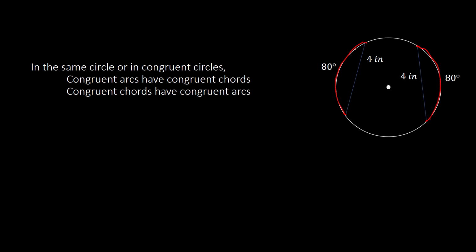And the converse is also true. If you do not know the measure of the chords, all you knew were the arc measures, both being 80, then we can conclude that the chords would also be congruent. So if the one chord was 4 inches, the other chord must also be 4 inches.